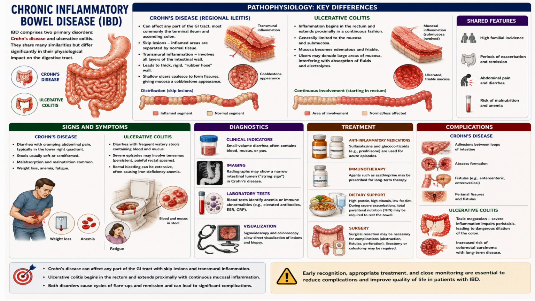Fatal complications depend on the disease type. Crohn's transmural nature often leads to fistulas and abscesses, while ulcerative colitis carries a risk of toxic megacolon and has a significantly higher long-term incidence of colorectal carcinoma.